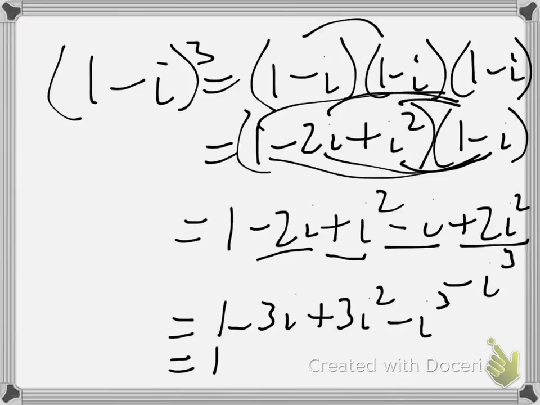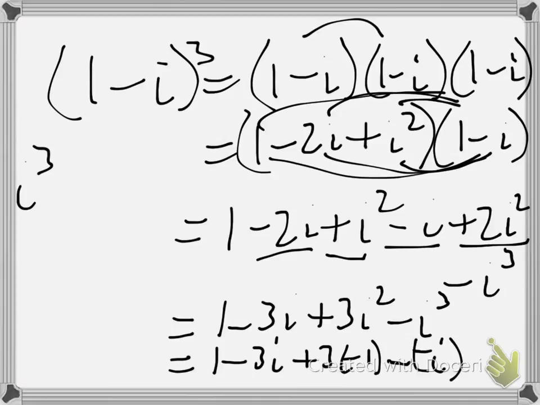Again, i squared is -1, so I plug in -1 for i squared. Now, i to the third, we talked about a couple slides ago. i to the third, actually it's negative i, excuse me, because i to the third we broke down: i squared was -1 times i. So, if we go to the next slide, we have 1 minus 3i.